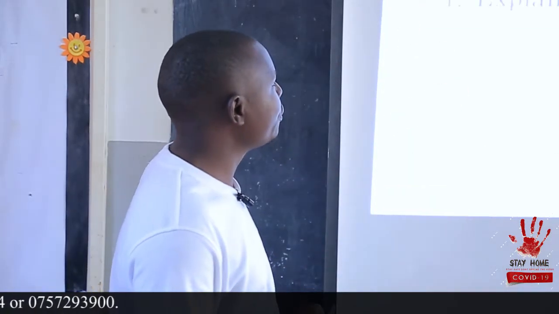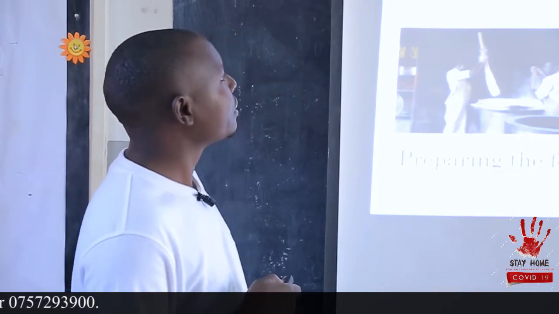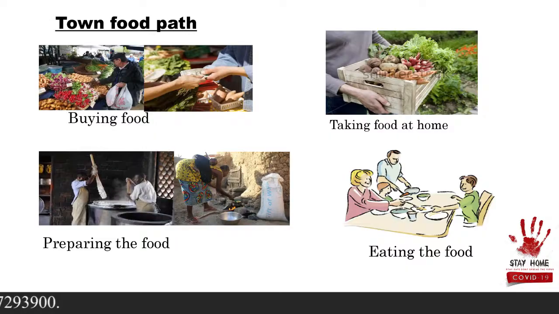They get food from markets. They get from supermarkets. They get from different places. Some people like Cafe Javas. Others can go to different places, but they get food. So the first stage is buying food.